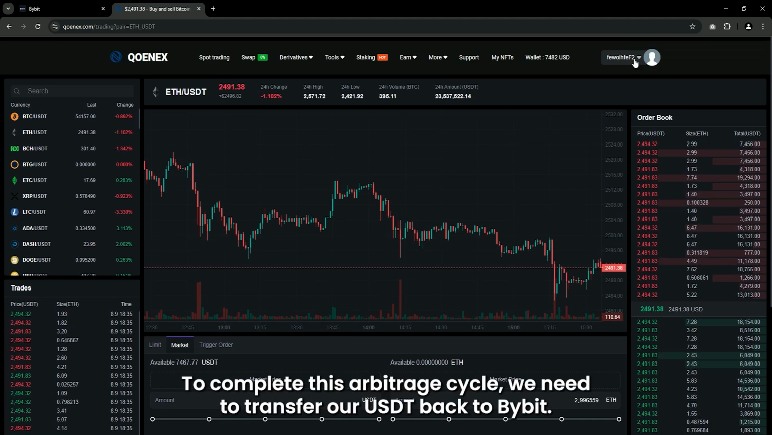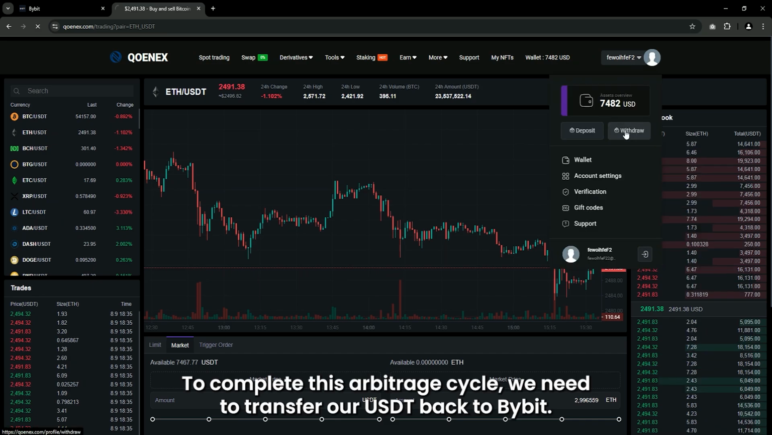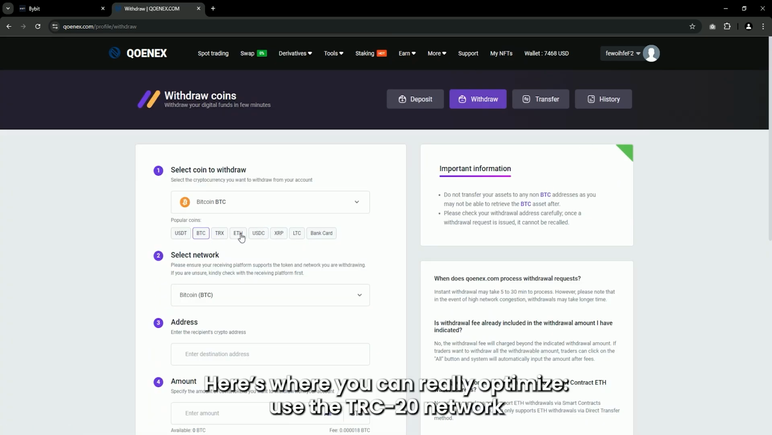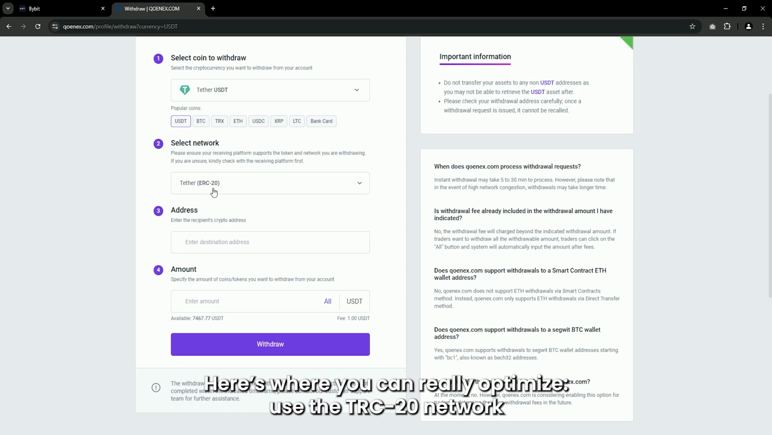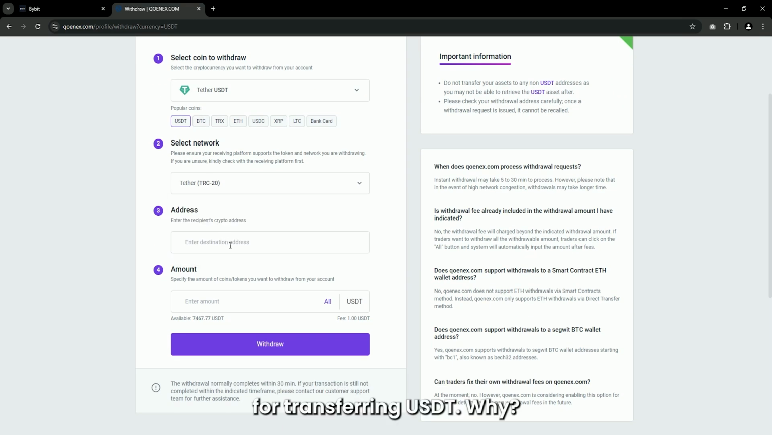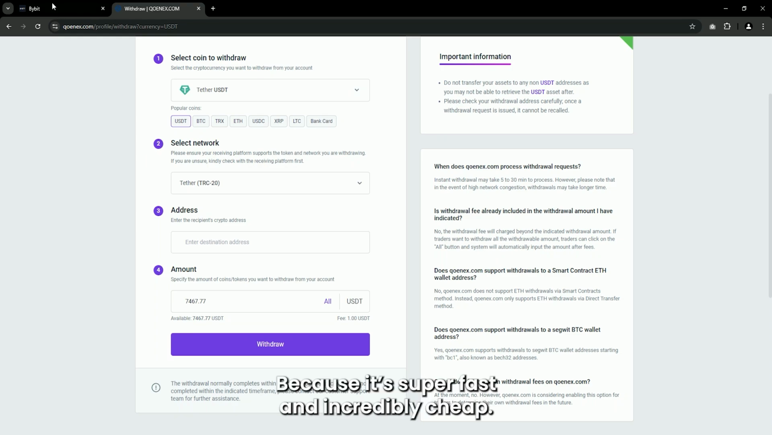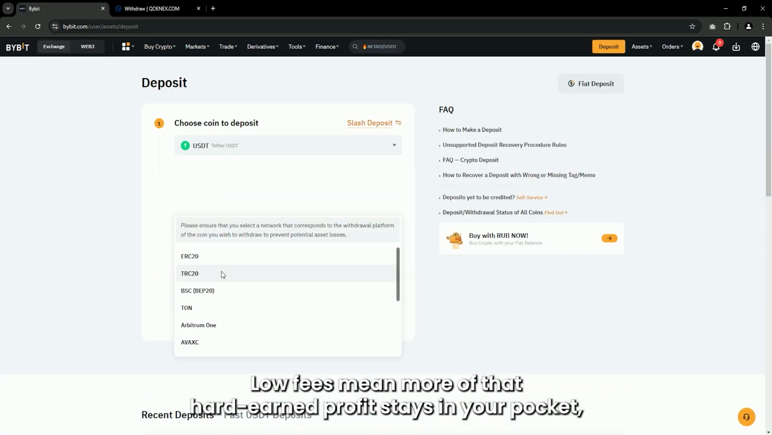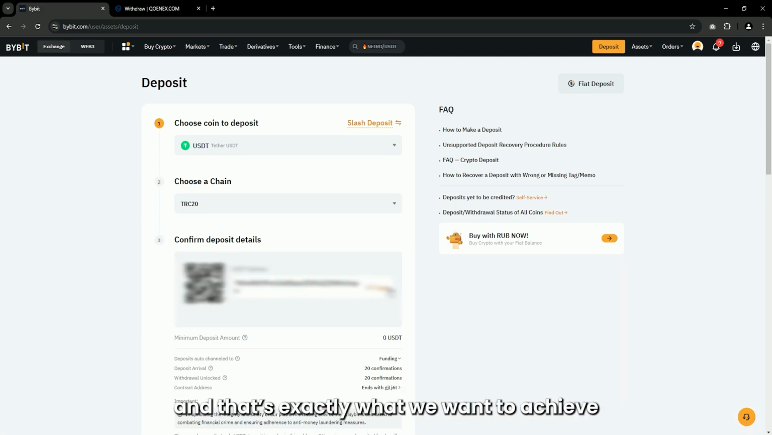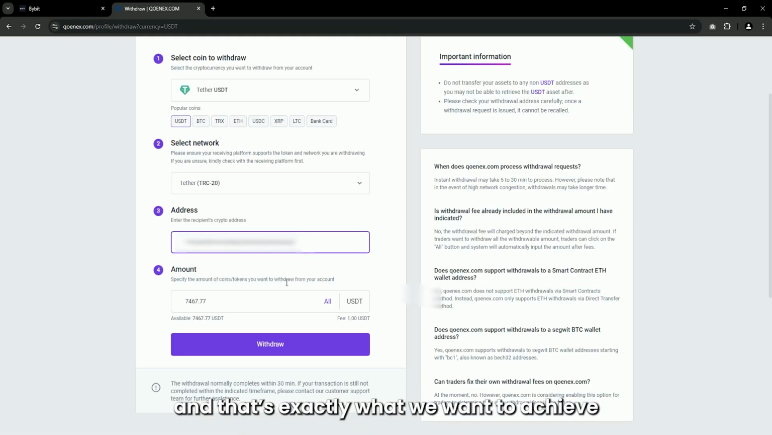To complete this arbitrage cycle, we need to transfer our USDT back to Bybit. Here's where you can really optimize. Use the TRC20 network for transferring USDT. Why? Because it's super fast and incredibly cheap. Low fees mean more of that hard-earned profit stays in your pocket, and that's exactly what we want to achieve.